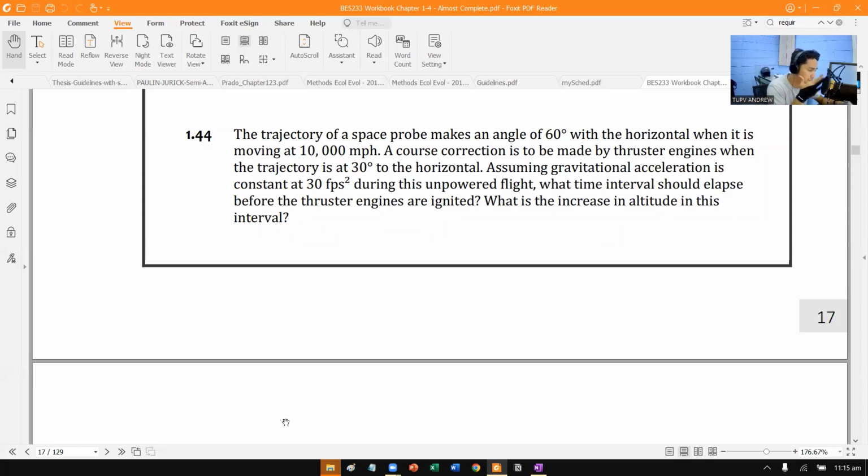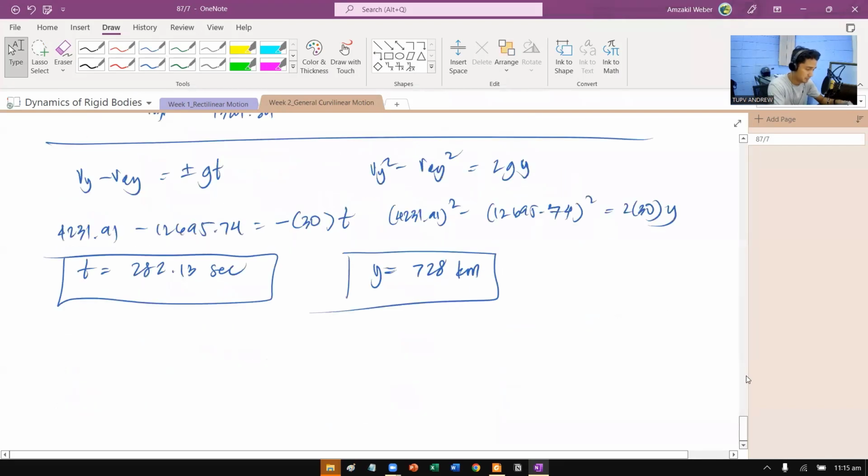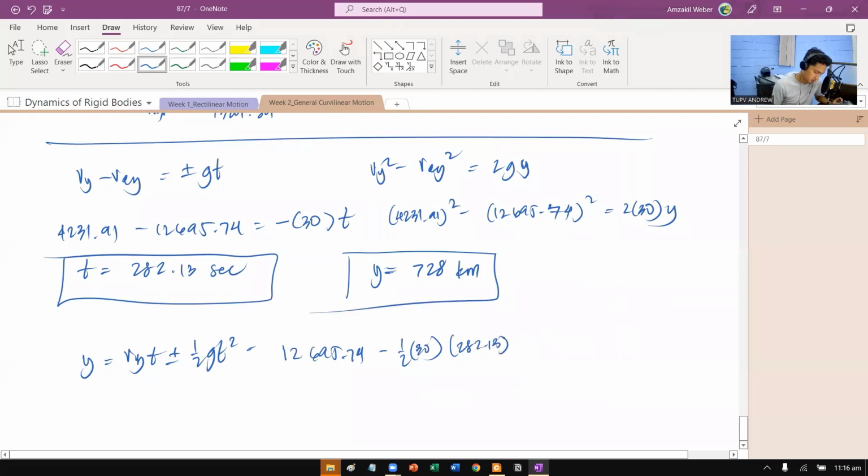Let me check if there is an error in the solution, to verify the equation. Using the other one, y equals y0 plus V0 t plus or minus one half g t squared. Initially, it is 12695.74 minus one half of 30, so 8 to 13 seconds.